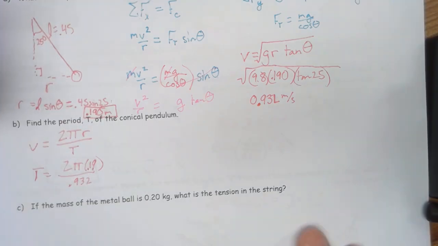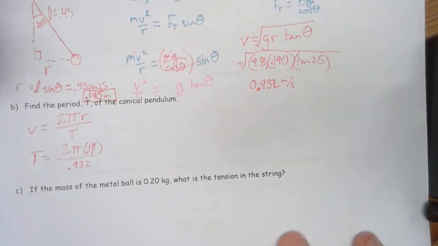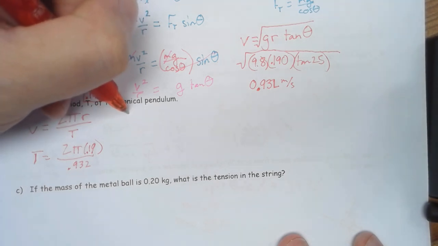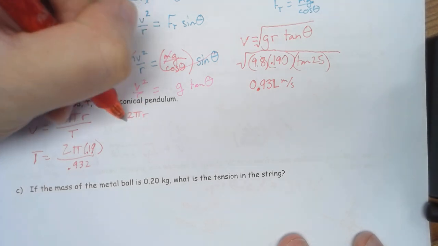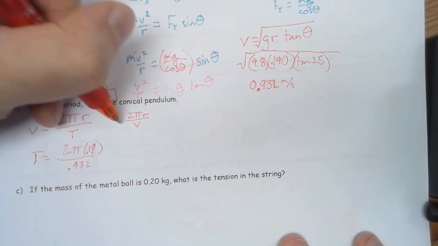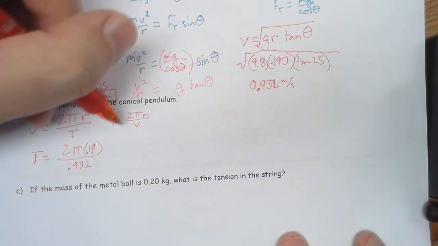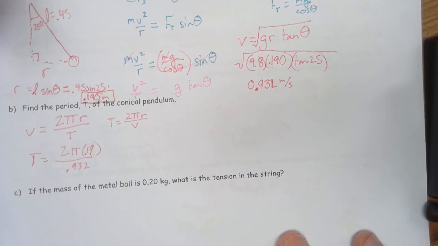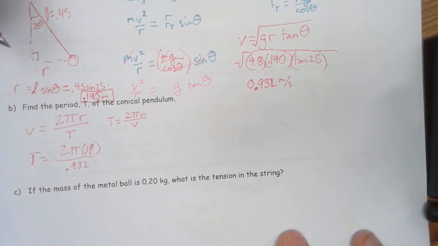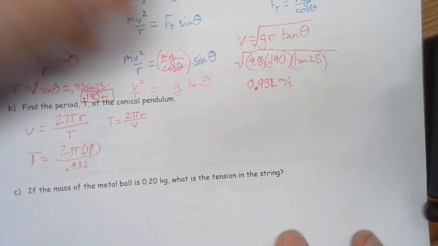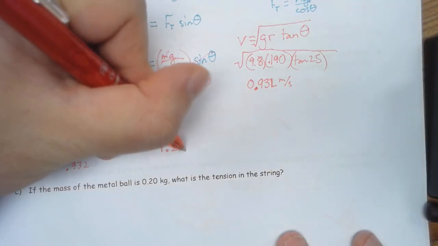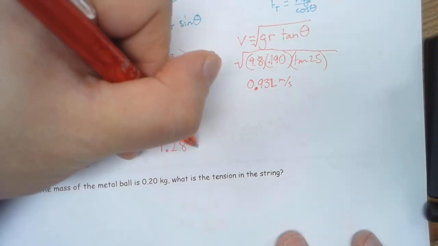0.932. I think I skipped the pure algebra step of 2 pi r over v equals t. Okay, so if you need that step to get there, I get it. 1.28 seconds.